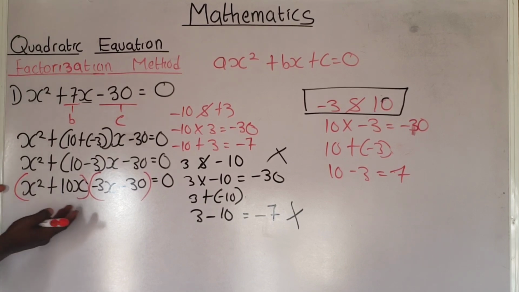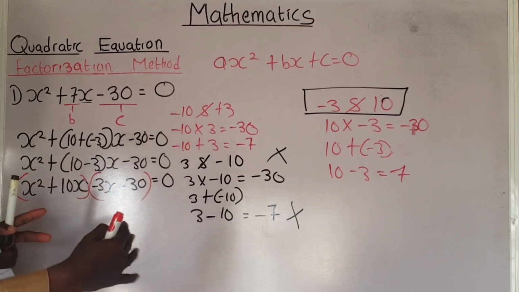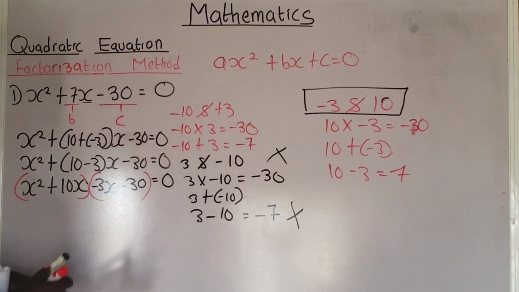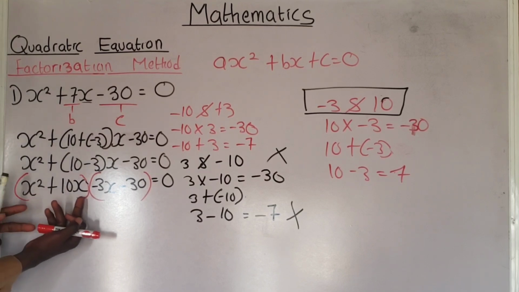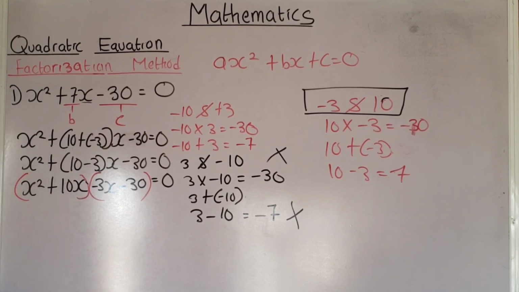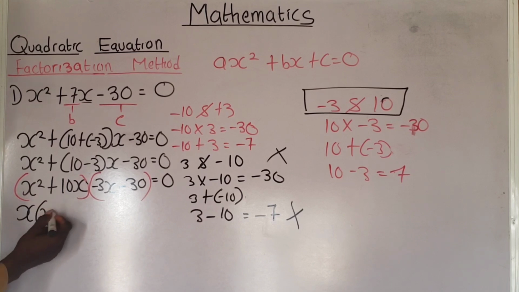If you want to separate the quadratic equation, the first part will be the first two terms, and the second part will be the second two terms. You understand? So the first two terms are x squared plus 10x. Let us factorize. What is the common factor between x squared and 10x? The common factor is x. So I'm going to have x into bracket x plus 10.